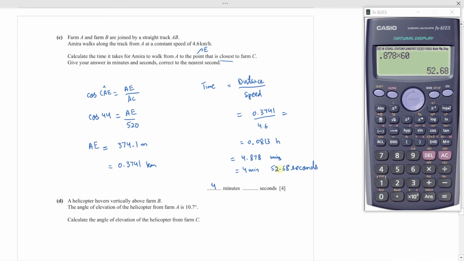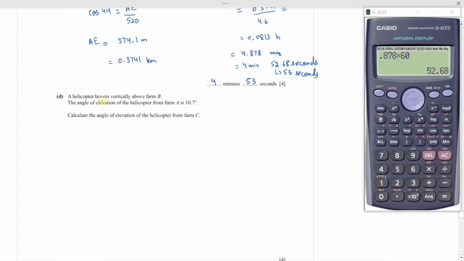And then since the question asks you to give the answer correct to the nearest second, I will round this up to 53 because there's a 6 here. So this will be 53 seconds. So your final answer will be 4 minutes and 53 seconds.